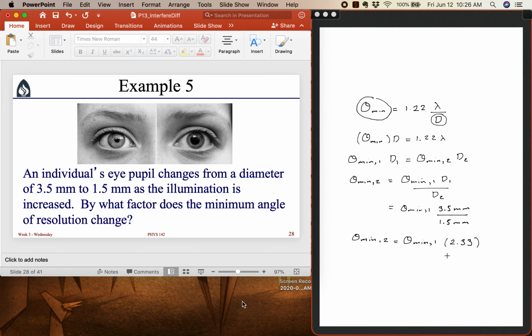So that minimum angle will increase by 2.33 times, which means your eyesight is getting a little bit worse as far as being able to distinguish very close together objects because the minimum angle that you can distinguish is getting bigger.